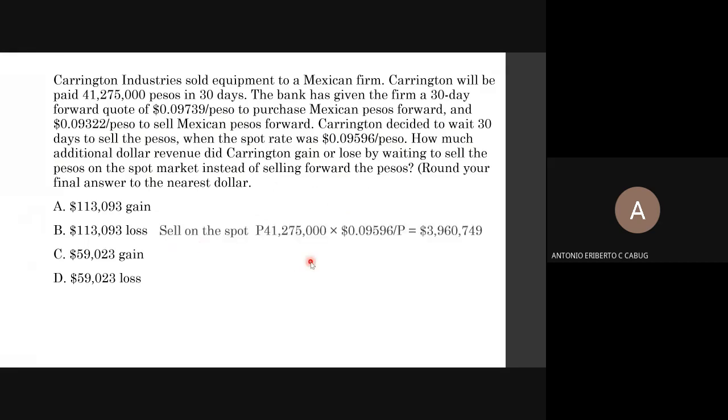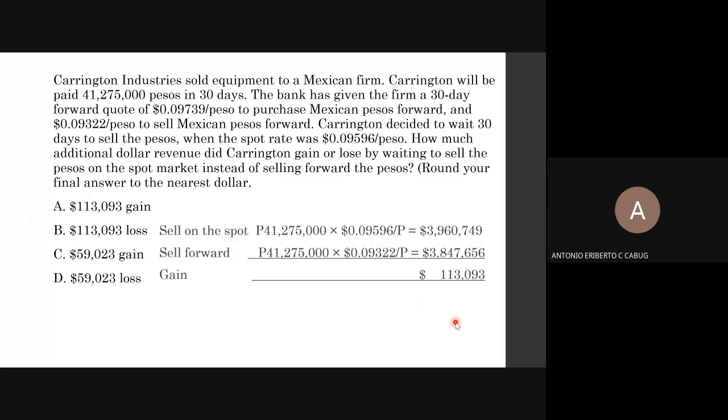Lahat na? Okay. By selling on the spot, ito yung nakuha ni Carrington Industries. If only binenta niya sa forward market, it would have been $0.09322 per peso. Okay? Dollars per Mexican peso. Actually, nakabuti pa ba sa kanya na binenta niya sa spot? Tama? So, minsan nga nagigain ka, no? Kumikita ka dahil hindi ka nag-manage ng risk.